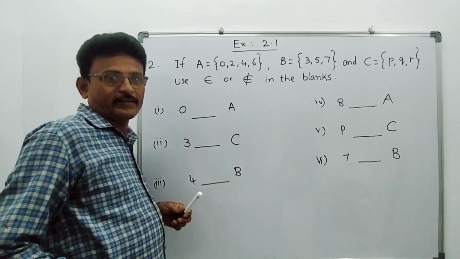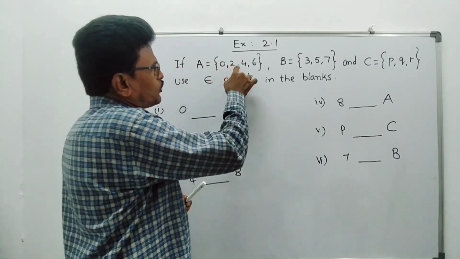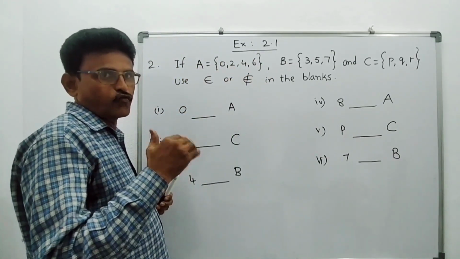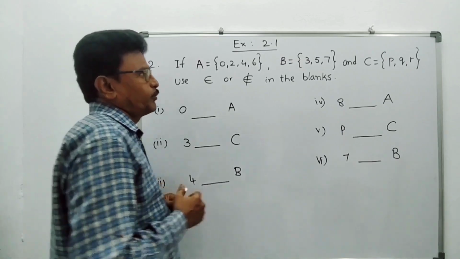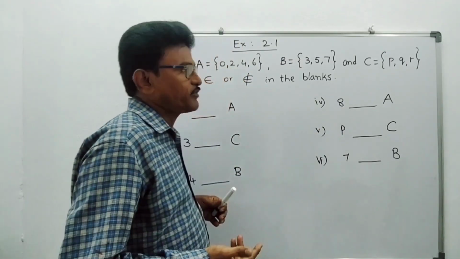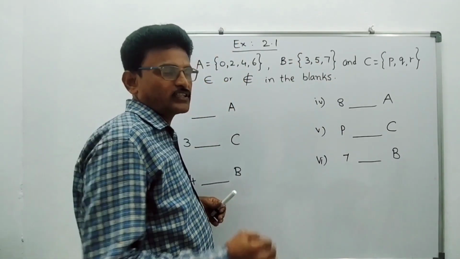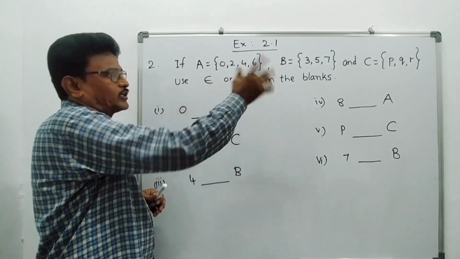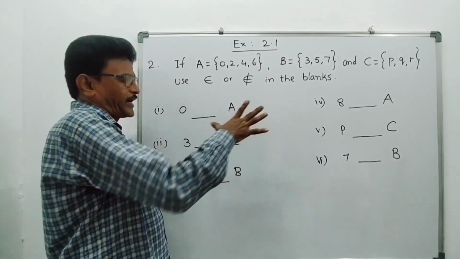If A has the elements 0, 2, 4, 6, okay, A is the set with elements 0, 2, 4, 6. Now B is the set with elements 3, 5, 7. Now C is the set with elements P, Q, R, right? Now use belongs to or does not belong to in the brackets.